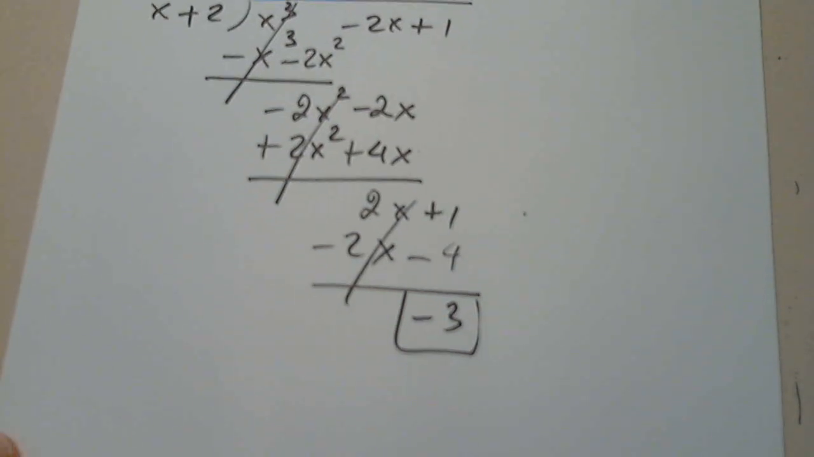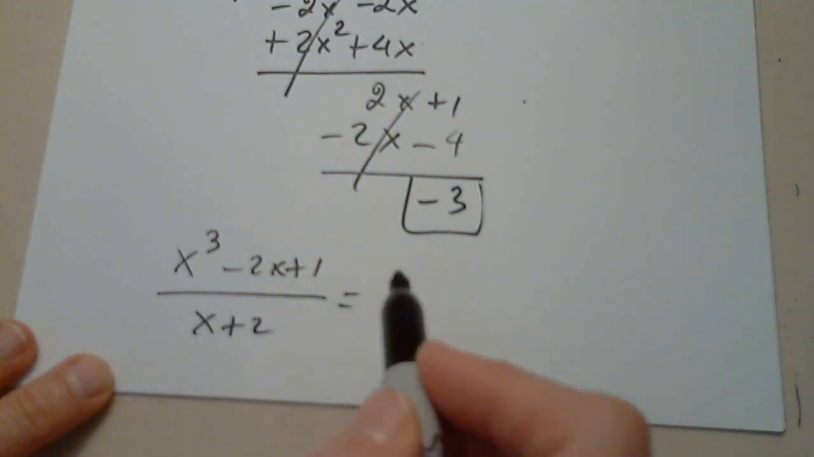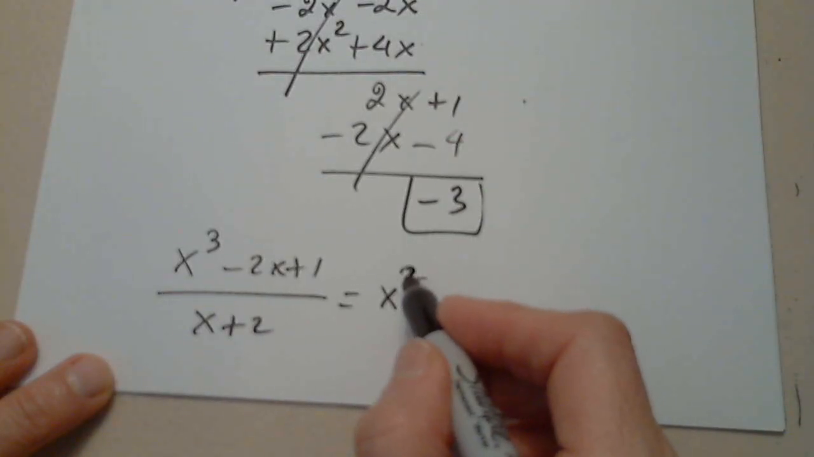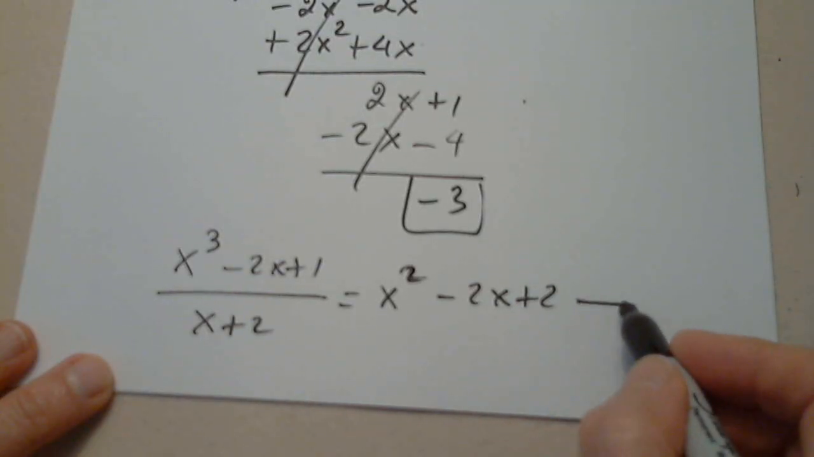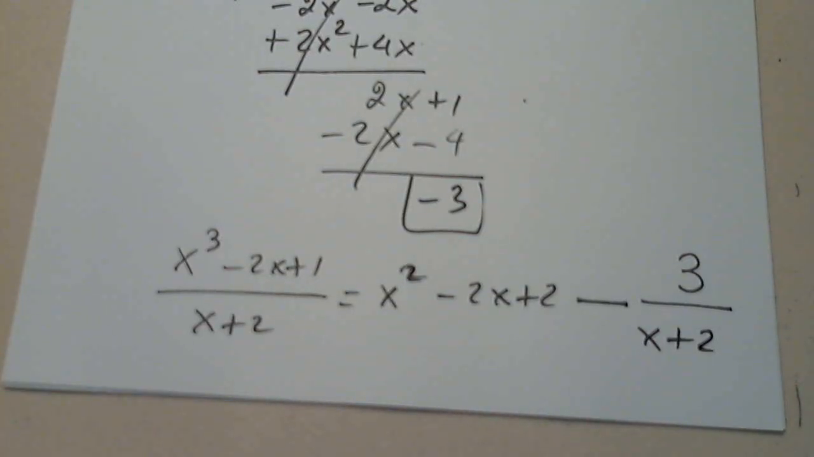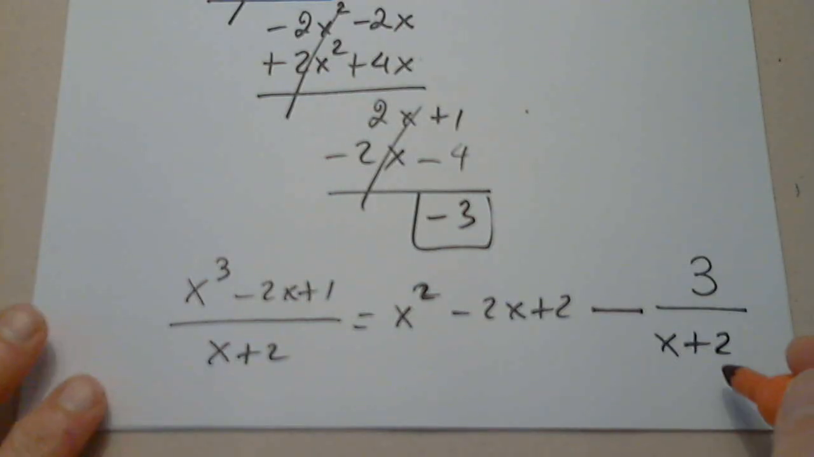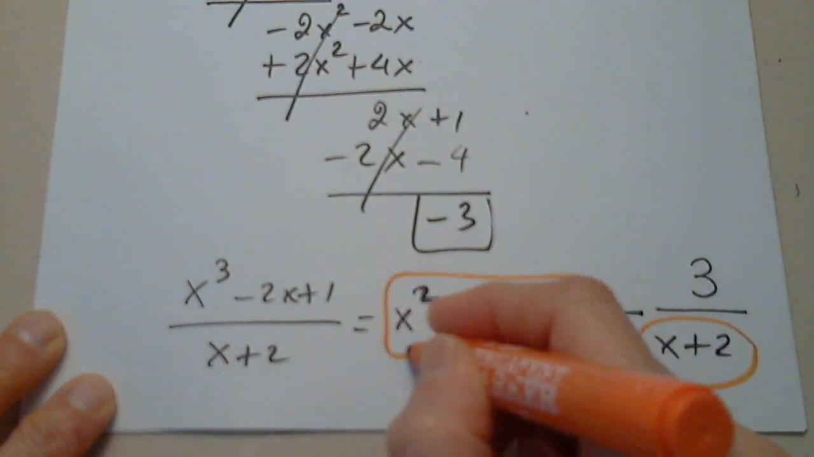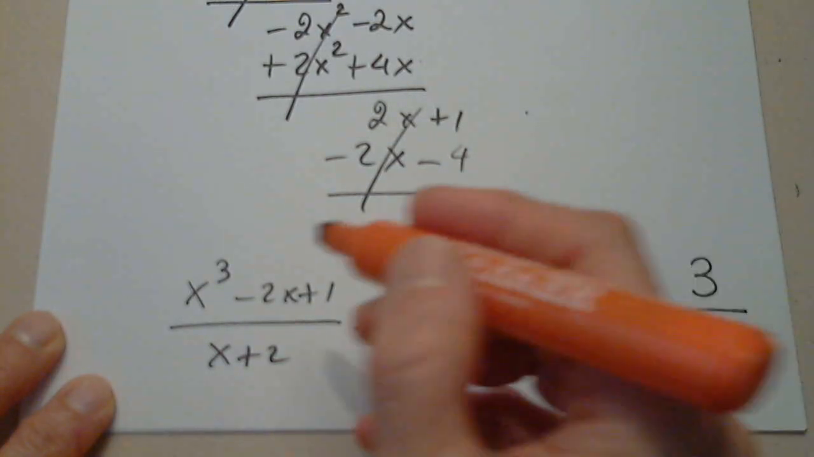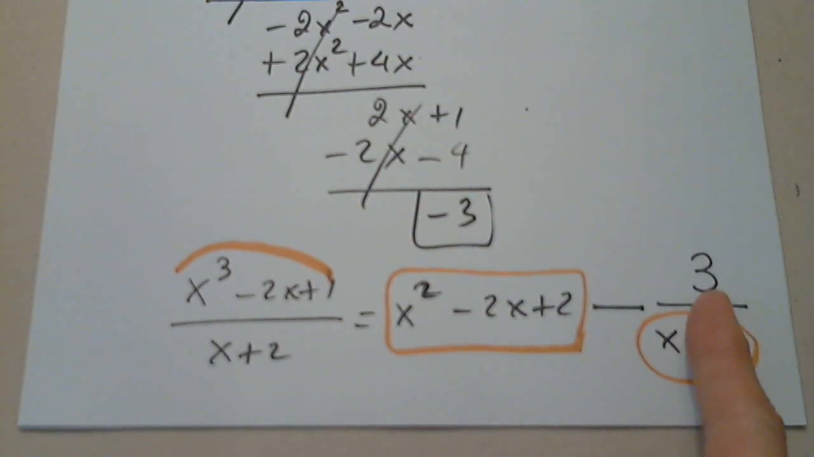So this division was x to the third minus 2x plus 1, everything divided by x plus 2. I have to write the quotient, x squared minus 2x plus 2 minus the remainder over the divisor. And it's very simple. You can always go back and verify. How do you verify? You multiply x plus 2 by this. You subtract 3. You must get this piece. If you don't, this is wrong. Maybe this is wrong. Maybe both.